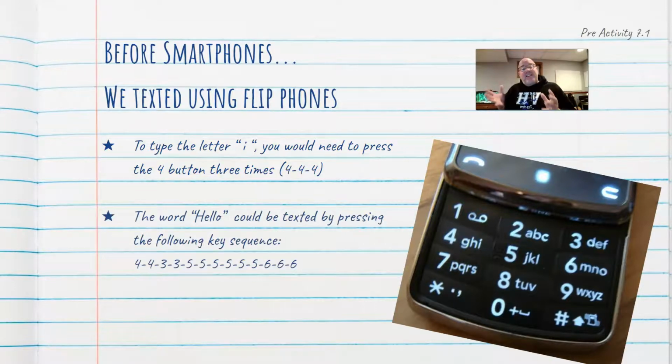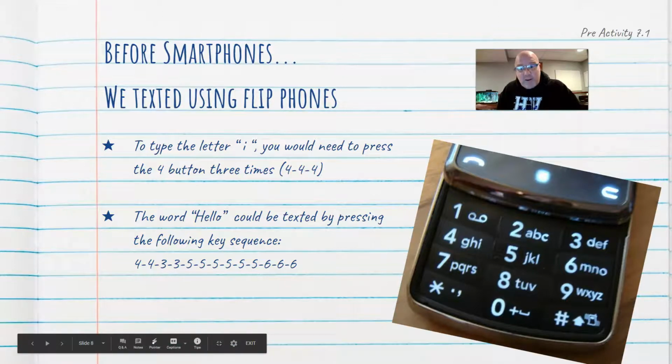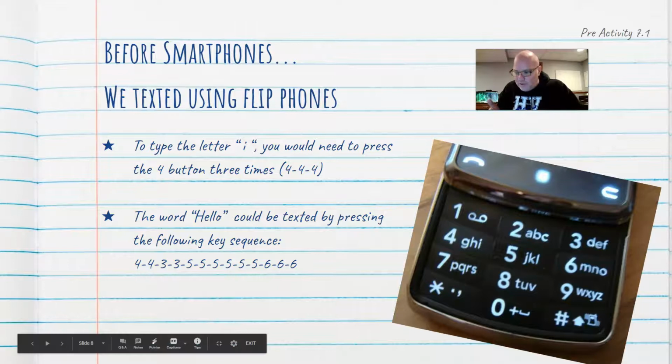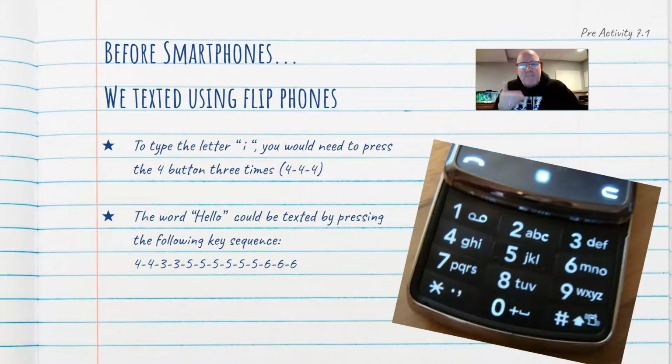Okay, so if you wanted to type the word hello, just that single word hello, you would have to type 4 4, that would get you the H, followed by a 3 3, that would get you the E, because the first 3 is a D, the second 3 is an E. Then you'd have to hit 5 5 5 for L, 5 5 5 again for L, and then finally 6 6 6 for O. So 1, 2, 3, 4, 5, 6, 7, 8, 9, 10, 11, 12, about 13 or 14 button pushes just to type the word hello.